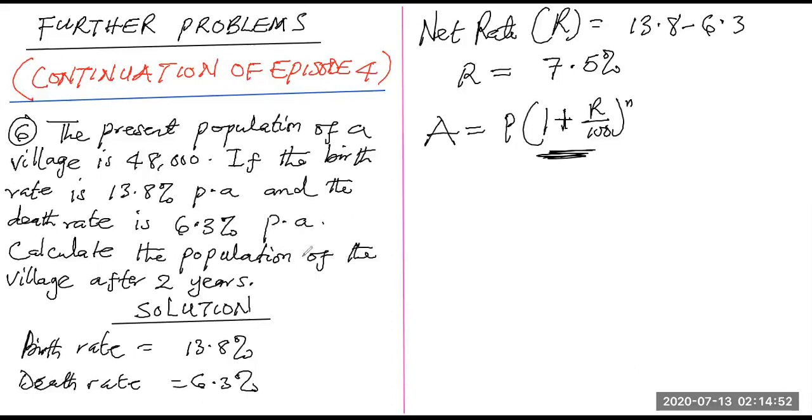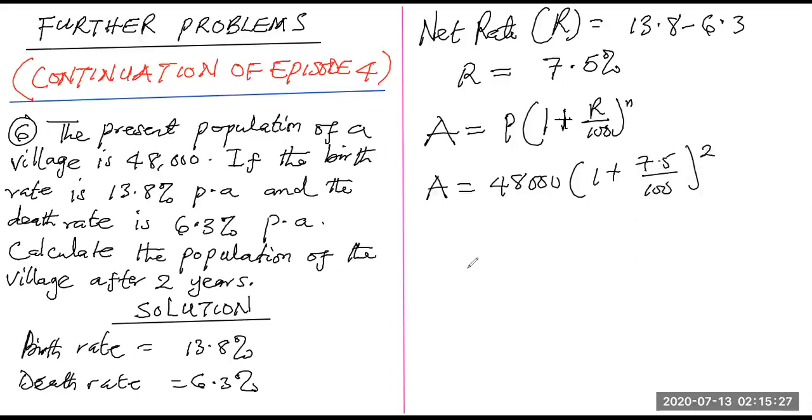But assuming the death rate was higher, of course, I could have used A equals P into 1 minus R over 100 raised to power n. So what we use at any particular time depends on the proper interpretation of the question we are solving. So that implies that when we substitute, P is equal to 48,000 into 1 plus 7.5 divided by 100, and of course raised to the power of the number of years, n is equal to 2.